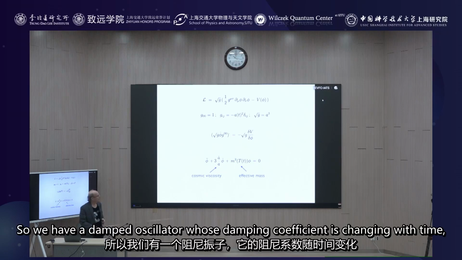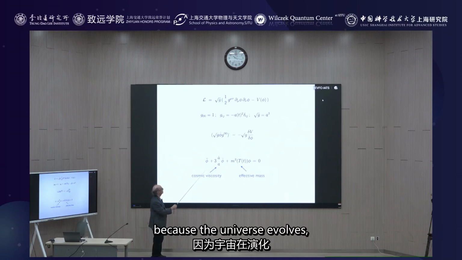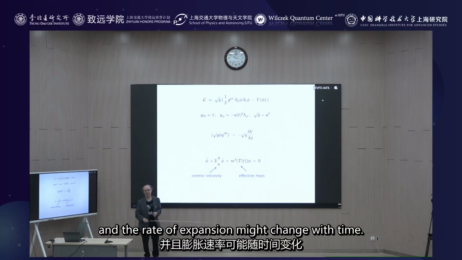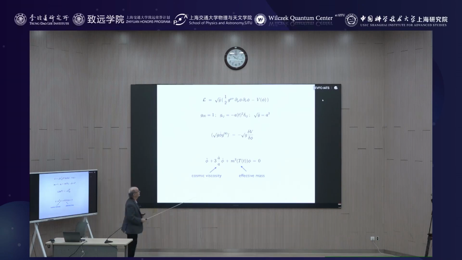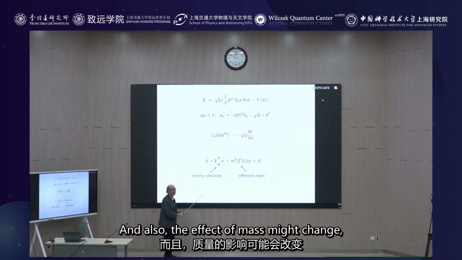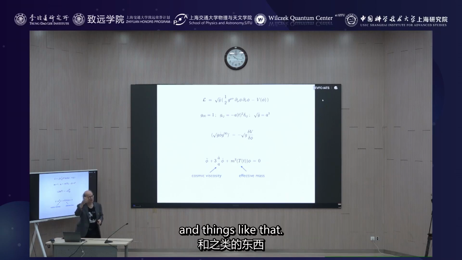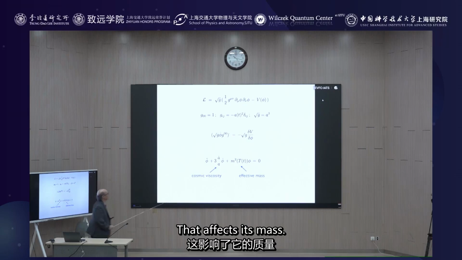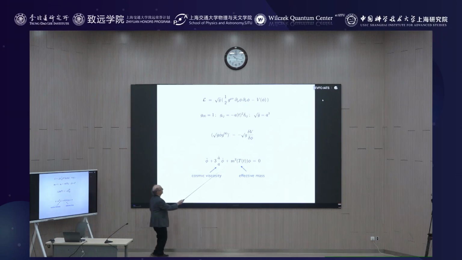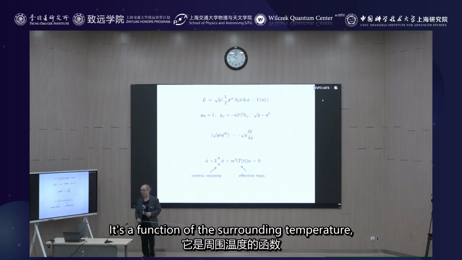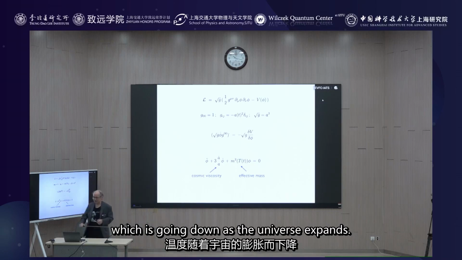All right, so we have a damped oscillator whose damping coefficient is changing with time because the universe evolves and the rate of expansion might change with time. And also the effective mass might change because the axion field is interacting with everything around it, and you have lots of hot gluons and things like that, and that affects its mass. So there's a mass that's a function of the surrounding temperature, which is going down as the universe expands.